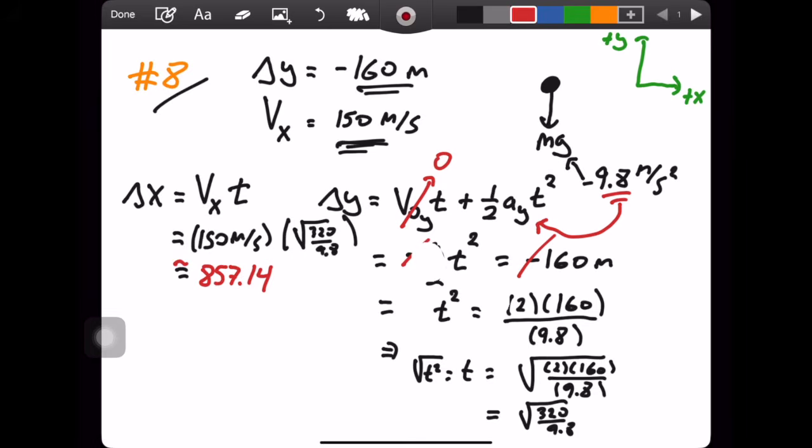When we know the time it takes to drop the 160 meters, we can then go to the horizontal component of the problem. We know that there's no acceleration, so the velocity remains constant. So we simply take the velocity in the x direction and multiply it by the time, and that'll tell us how much displacement in the x direction there is. And so that's how much before we get to the location we need to drop the package in order for the package to land where we hoped it would land.